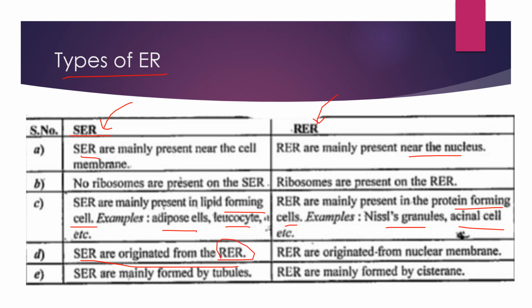Smooth endoplasmic reticulum are mainly formed by the tubules. In the last slide, we saw that near the plasma membrane, tubules are present, and tubules are branch structure, and that's why smooth endoplasmic reticulum are mainly formed by the tubules, whereas rough endoplasmic reticulum are mainly formed by the cisterna. So these are the differences between smooth endoplasmic reticulum and rough endoplasmic reticulum.